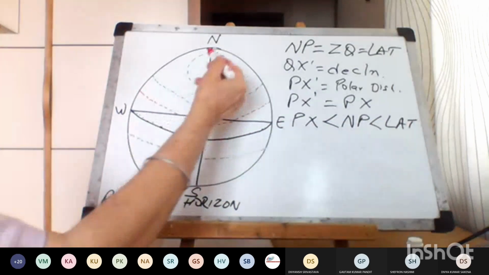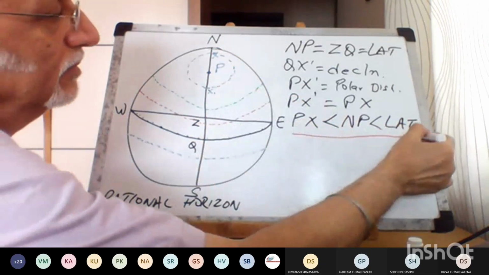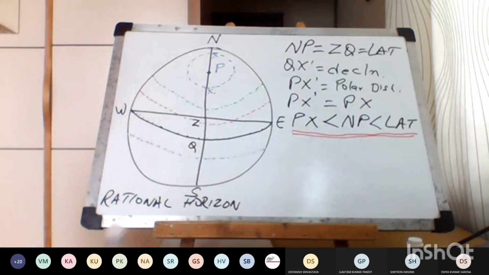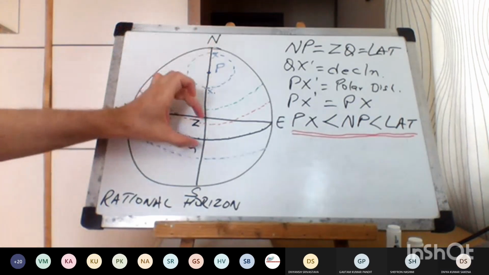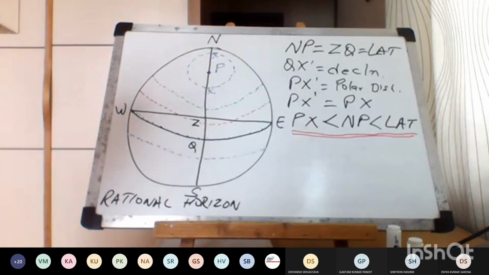Can I say Px is less than NP, which is equal to the latitude? Yes or no? Yes. NP, sir, is the latitude, right? NP is equal to ZQ, the latitude, written above. Yes.